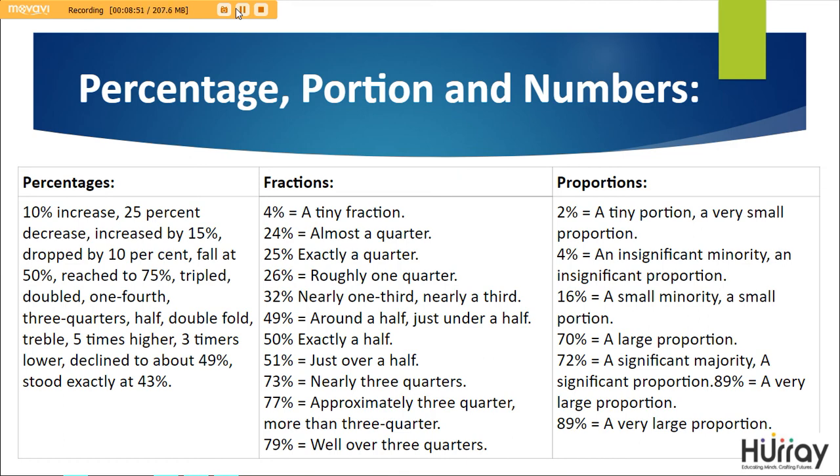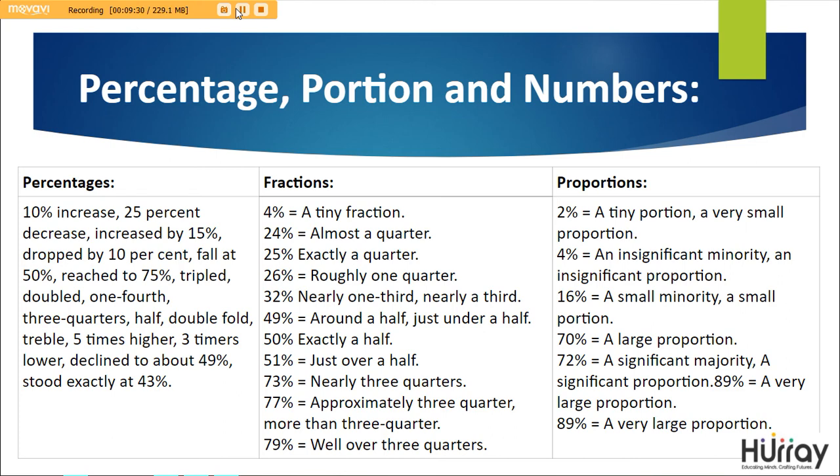When describing fractions, depending on the type of fraction, you could say, for example, 4% is not much, so you could say a tiny fraction. If it's 24%, you could say almost a quarter. If it's 25%, you can say exactly a quarter. If it's a little more than 25, say 26, you can say roughly a quarter. For 32%, you could say nearly one third or nearly a third. 49, around half, just under a half, since it is not exactly half. 50% makes it exactly a half. 51, just over a half. 73, nearly three quarters. 77, approximately three quarters or more than three quarters. 79, well over three quarters.